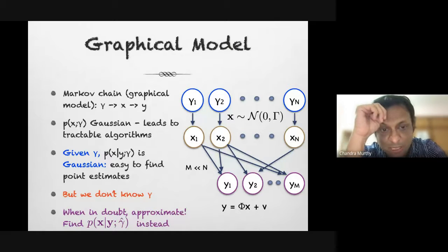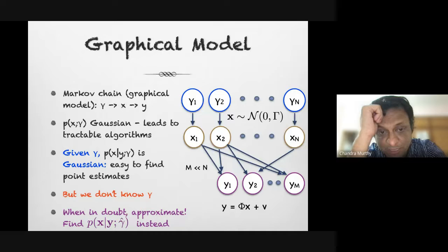Also, given gamma, p of x given y is Gaussian, because this conditional distribution, see, if p of x has a Gaussian prior, look at this equation here, y equals phi x plus v. x is Gaussian because p of x given gamma is Gaussian. So if you're given gamma, p of x is Gaussian, v is Gaussian, so noise is Gaussian. So y is actually a linear combination of two Gaussian vectors, and so y is also Gaussian. And so are these conditional distributions, p of x given y or p of y given x. All of those are Gaussian. So everything is Gaussian here.